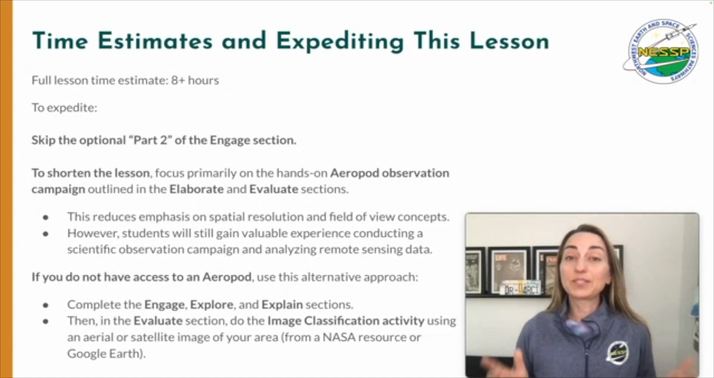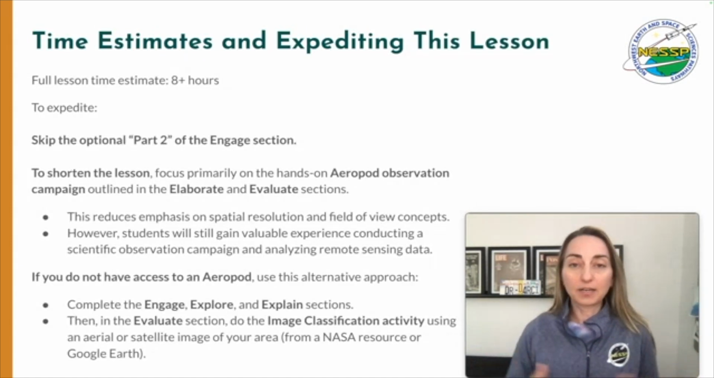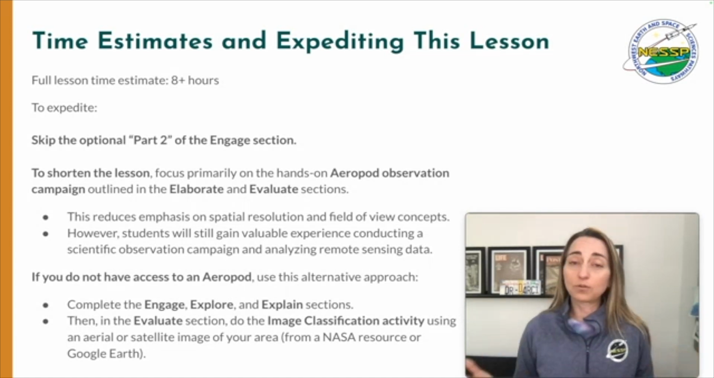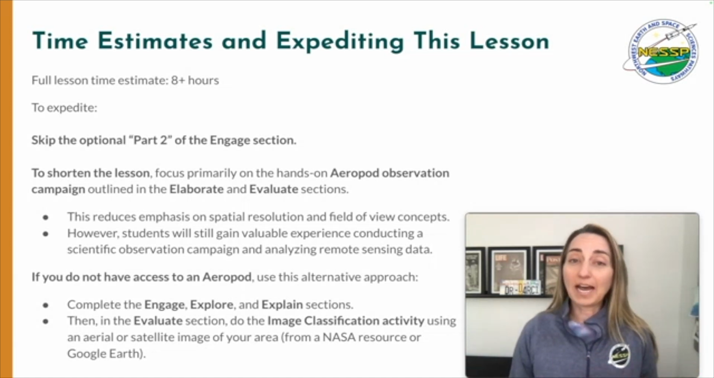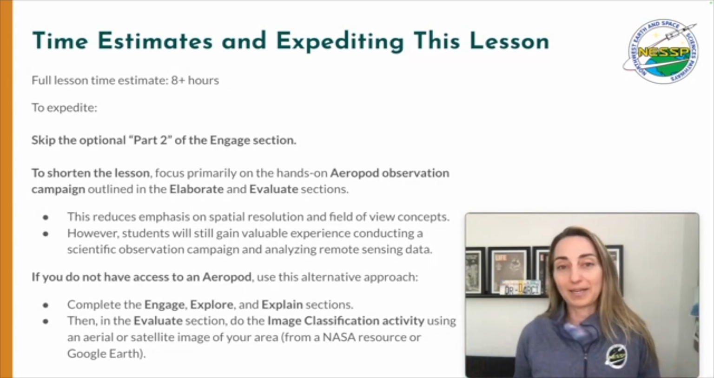This lesson can take up to 8 hours to complete, depending on how many Aeropod flights you conduct and how far you travel to your site. To save time, we recommend you skip optional parts like part 2 of the Engage section. You can also choose to only focus on the Aeropod campaign, so that's just the Elaborate and Evaluate, and skip the earlier activities. Finally, if you don't have an Aeropod, you can still complete most portions of this lesson except for the Elaborate section. Students can complete, for example, the Evaluate portions using satellite images from NASA or Google Earth instead of images they collect from their own Aeropod campaign.